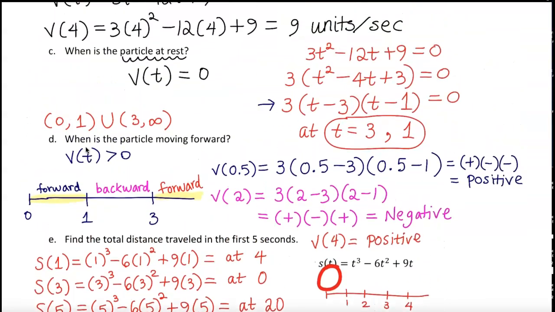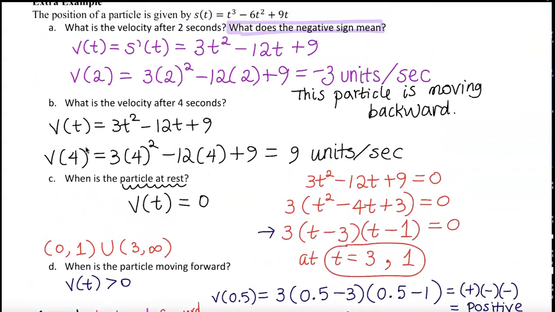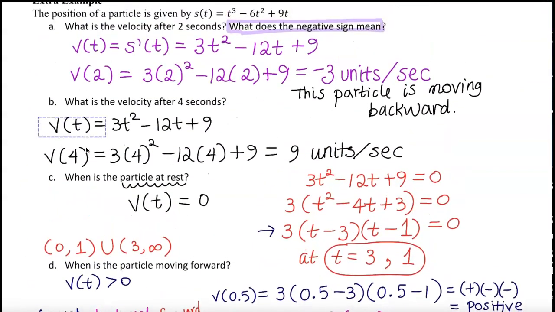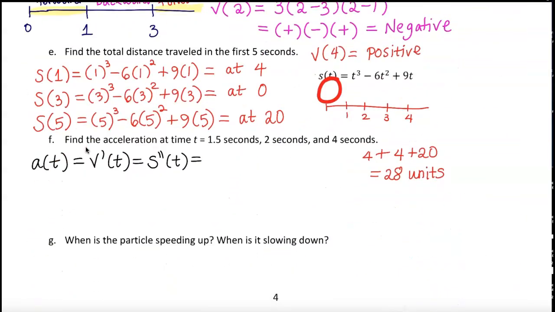The velocity function was, let me copy this down here, okay? So looking at this velocity function, let's take the derivative of this. Okay, that is 6t minus 12.